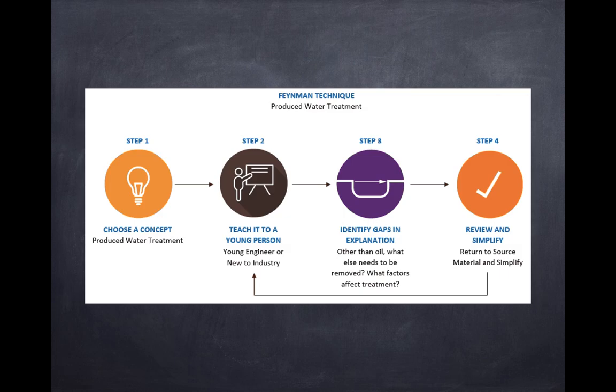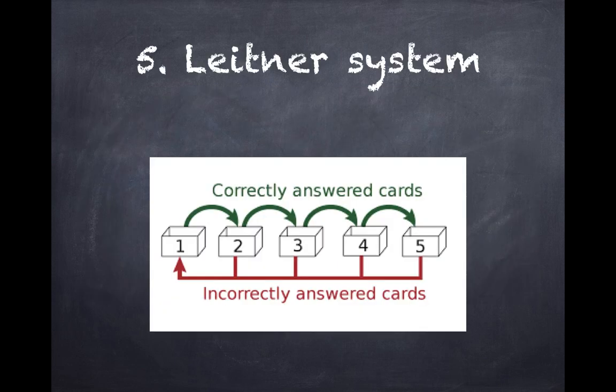And step 3, here you're going to identify what is the gap in your concept. And step 4 is you're going to review your material, and just simplify and come up with the information to connect that gap. That's for the Feynman technique.